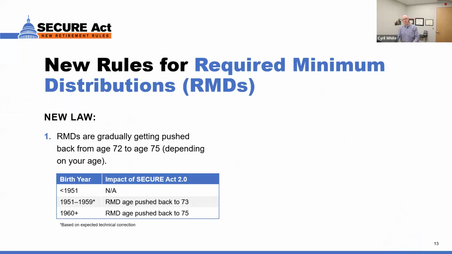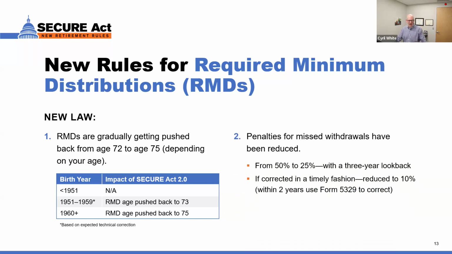If you were born before 1951, you're already over 72, so you're already taking required minimum distributions, so that doesn't affect you. And if you're born between 1951 and 1959, you don't have to start taking them until you're age 73. And if you're born after 1960, you don't have to start taking your required minimum distributions from your traditional IRAs until after age 75, because remember, Roth IRAs don't have a required minimum distribution.